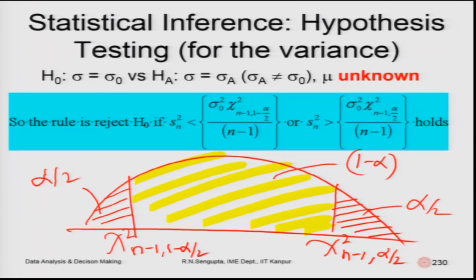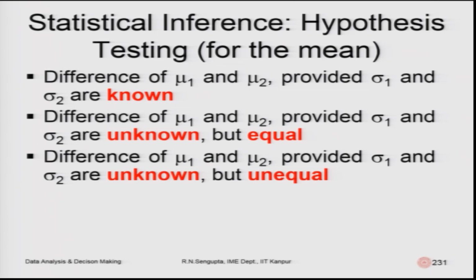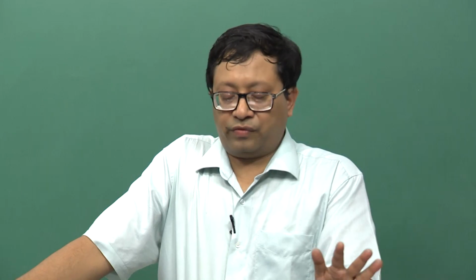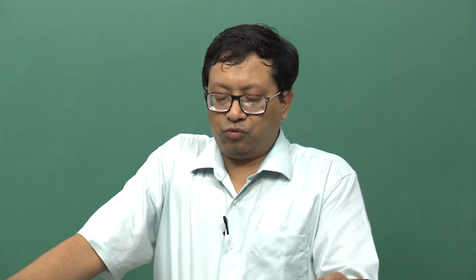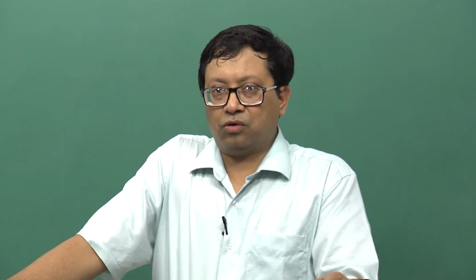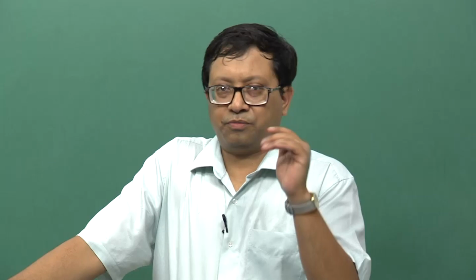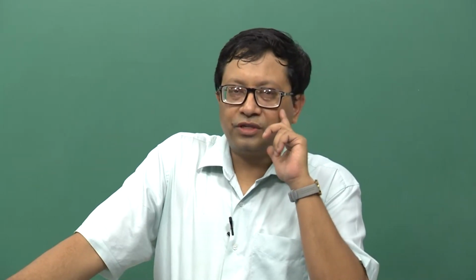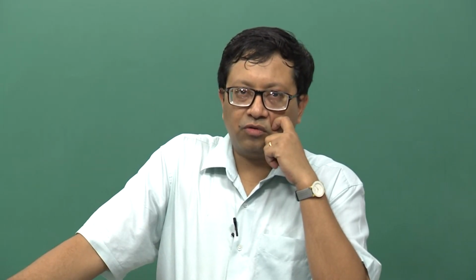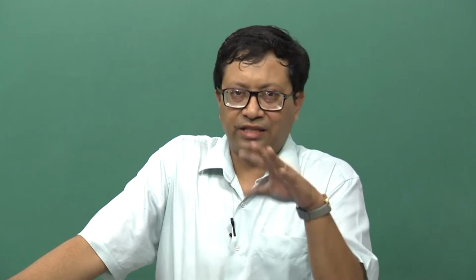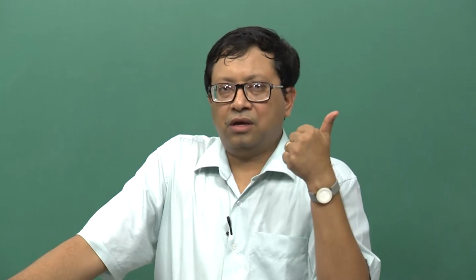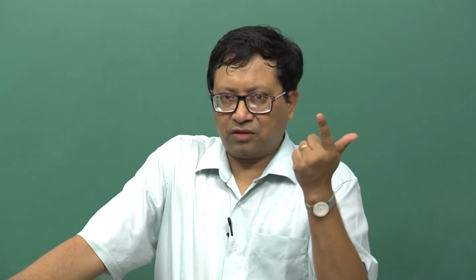Now, I would not give the rule, but I will try to solve it later on with the problems. So, if you want to find out the difference between mu 1 and mu 2 provided sigma 1 and sigma 2 are known, what do you do? So, first pause, let us think. If sigma 1 and sigma 2 are known, obviously the distribution has to do with z and t, they cannot be anything else, point 1. Point number 2, let us find out what are the sets of information as given.